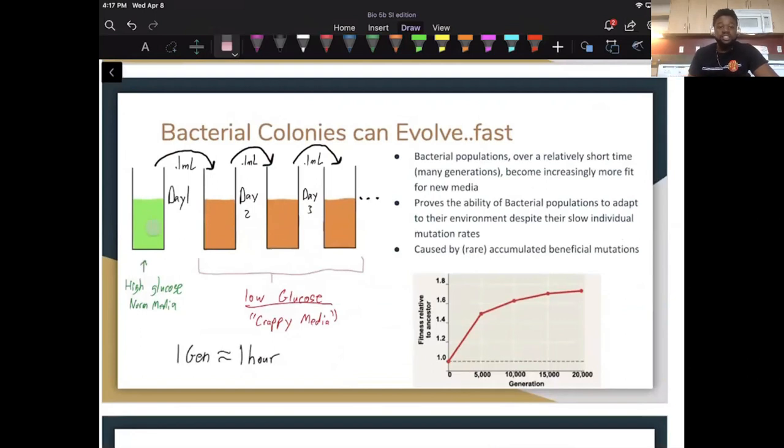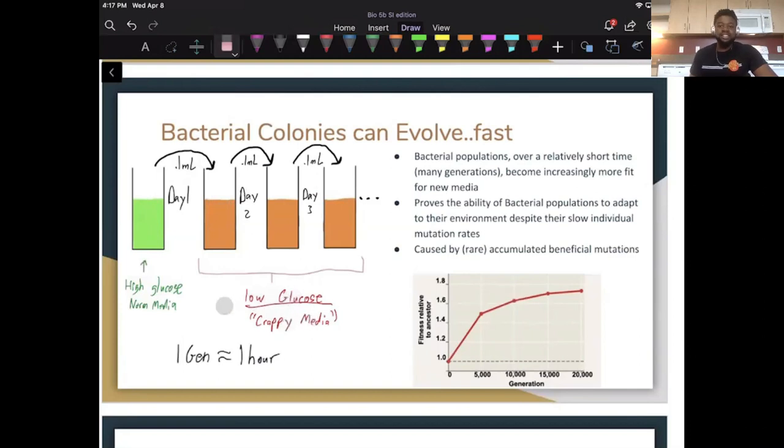And so within this tube, you have some media, like a nutrient-rich, high glucose solution, and you had the bacteria. That bacteria was let to thrive and grow and reproduce. They took a 1 to 100 dilution, so they took 0.1 milliliters from this tube and put it into another tube. However, this tube had low levels of glucose and it was a very, very crappy media.